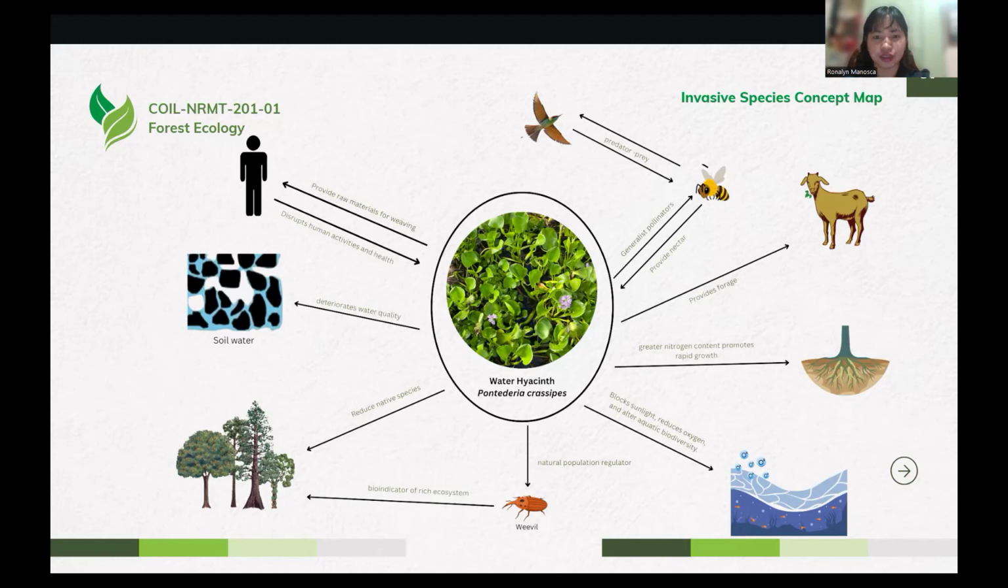I am Ronaldin Banyaska, Master in Forestry student from Southern Luzon State University. I'm going to discuss the concept map of water hyacinth as illustrated. Water hyacinth affects humans, animals, soil, water, and other species, interacting with and influencing the different components of our ecosystem.